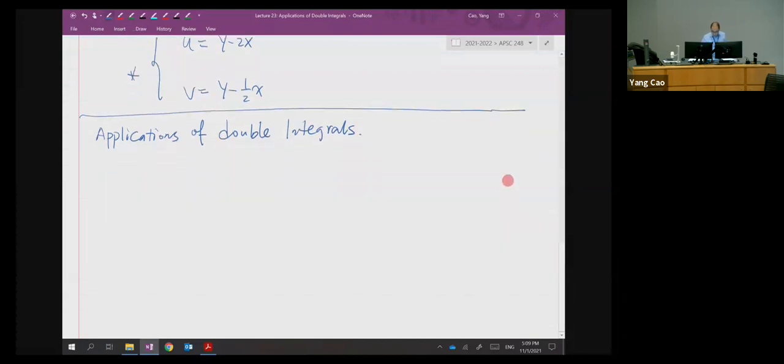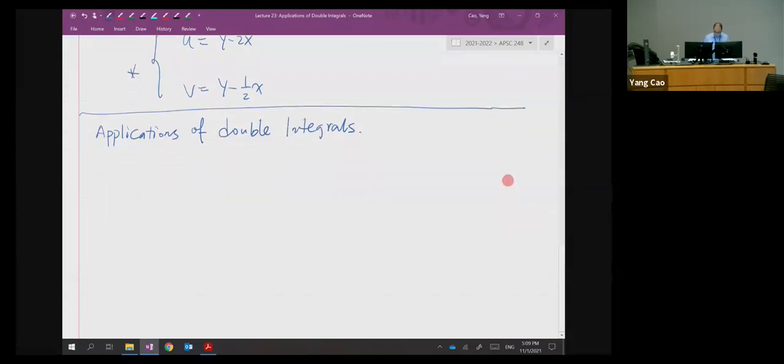All right, so after double integral, we'll learn triple integral, and there are also applications of triple integrals. A lot of the triple integral applications are actually based on extensions of double integral. So let's spend a little bit more time on the applications of double integrals. Okay, so first, let's take a look at the easy one. How shall we calculate the area of a region R?